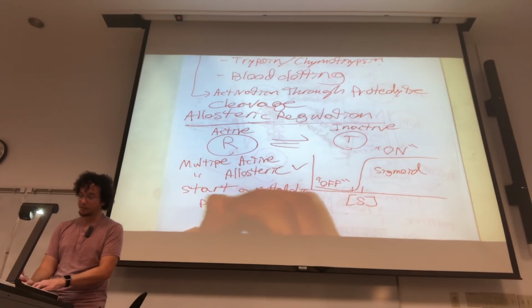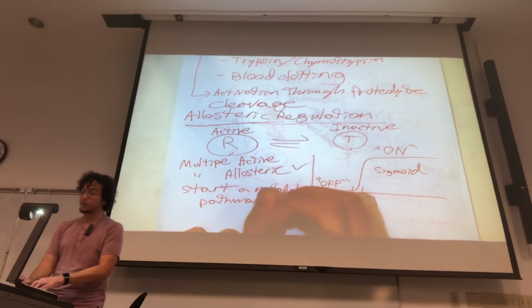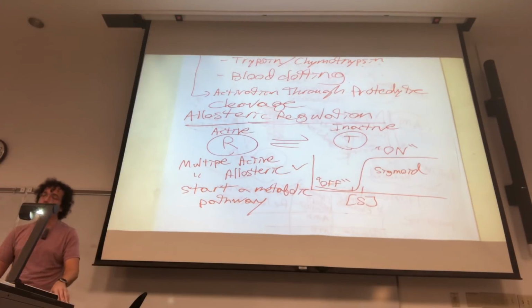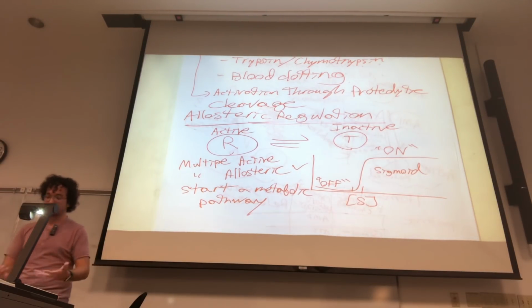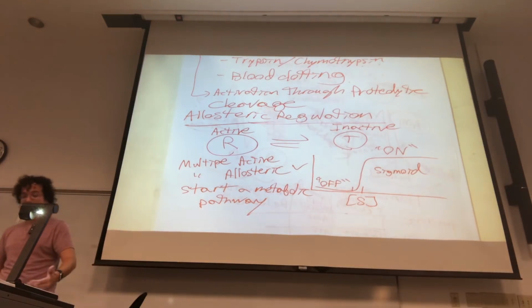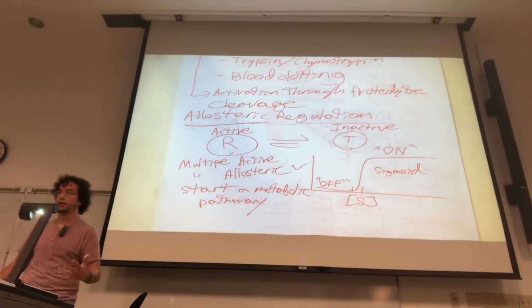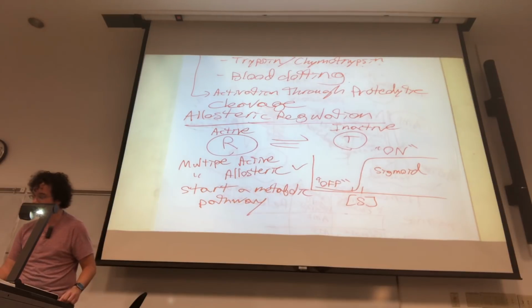And we went over an example: glycogen phosphorylase. It began the process of breaking down glycogen into glucose. So that was an example of the fact that allosterically regulated enzymes are usually at the beginning of a metabolic pathway.